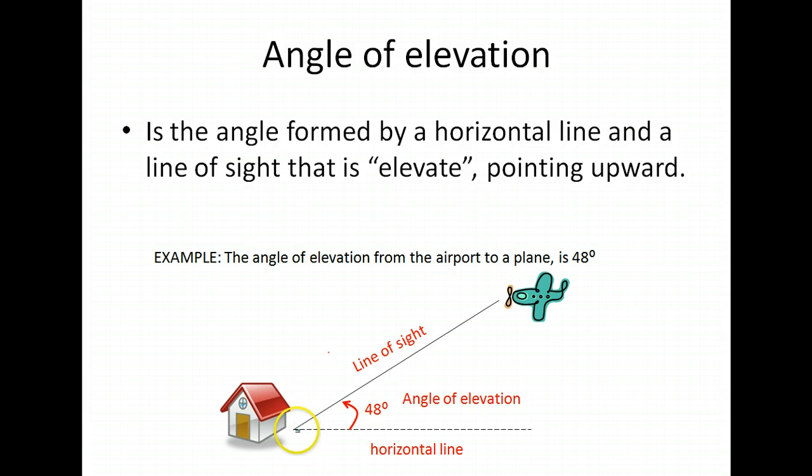Notice the angle is formed by a horizontal line at its base, at the bottom, and then the angle opens upward from that horizontal line. So angle of elevation opens upward. When they talk about line of sight, that is where you're looking. So if you were standing at this house looking up towards the plane, that would be your line of sight. And your line of sight would be forming an angle of elevation because you're looking upward, forming an angle.